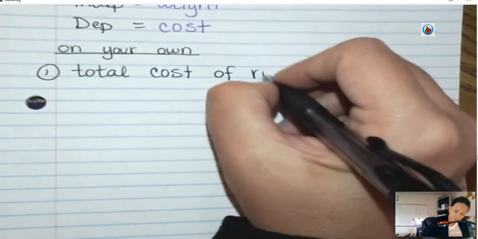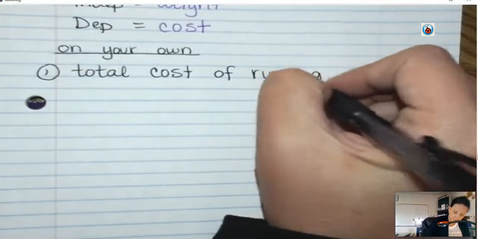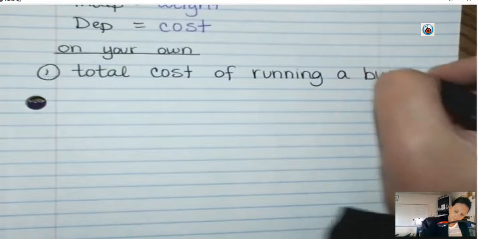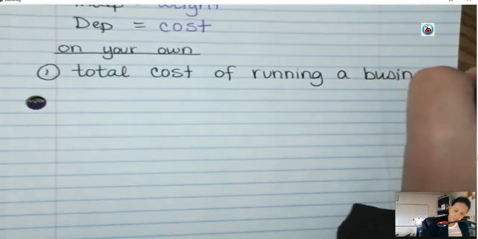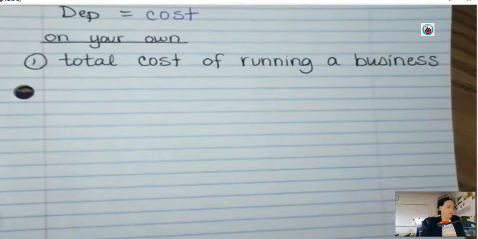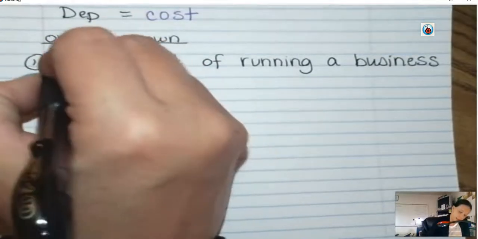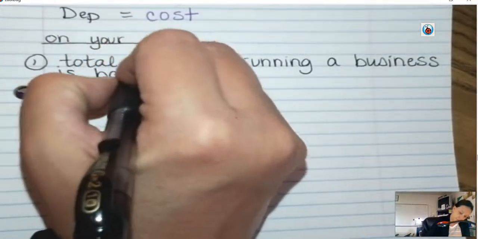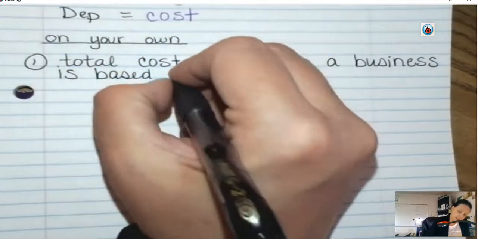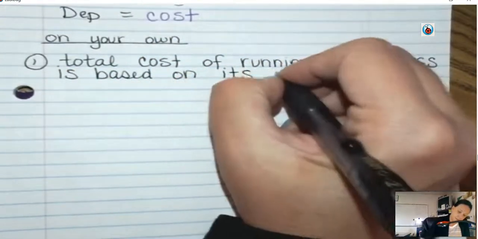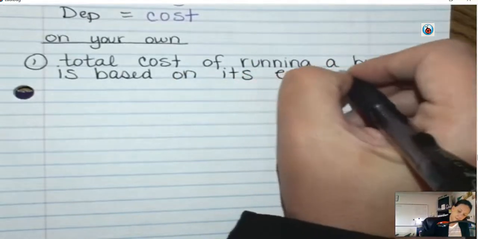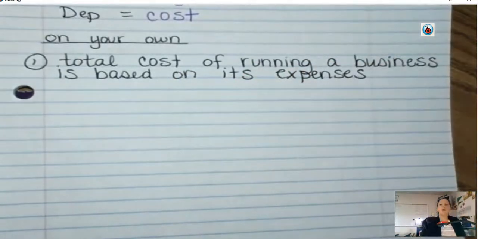The total cost of running a business is based on its expenses.